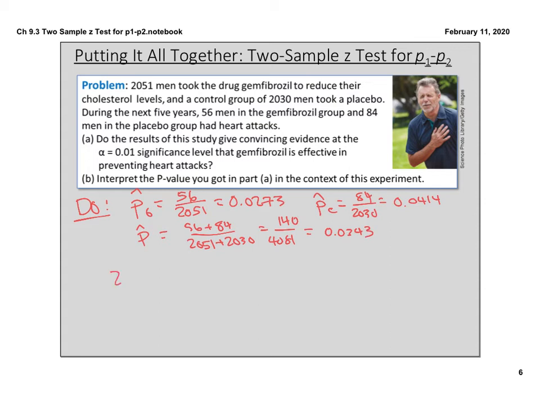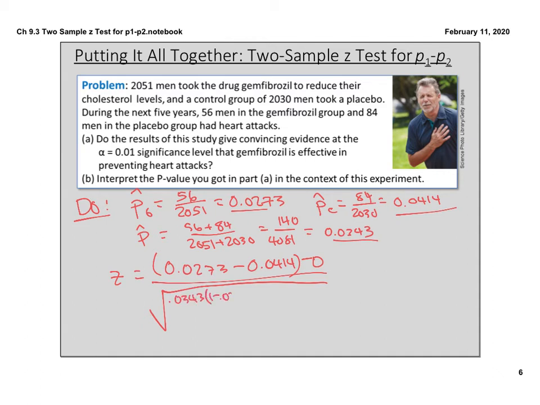Here's our Z test statistic. Here's why I needed these two. I need P hat G minus P hat C, so 0.0273 minus 0.0414. Technically minus 0, okay? That is all divided by, now you use your pooled, 0.0343 times 1 minus 0.0343 divided by the 2051 plus 0.0343 times 1 minus 0.0343 divided by the 2030. Type all that into your calculator.